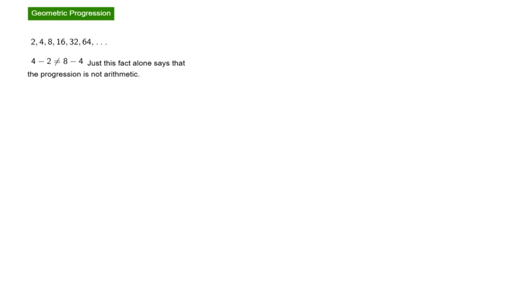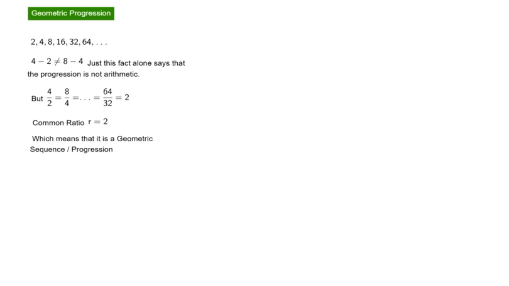So the other type of progression that we have seen is geometric. So let's see whether it is a geometric progression. 4 divided by 2 is equal to 8 divided by 4, and so on up to 64 divided by 32. They all give the same result, that is 2. So 2 is the common ratio in this sequence. So since this condition is satisfied, we can say it is a geometric progression.